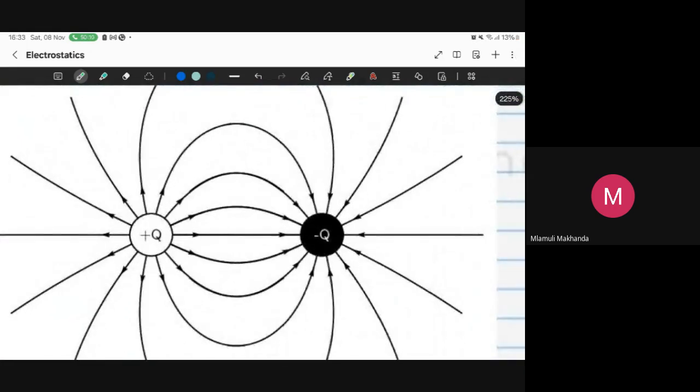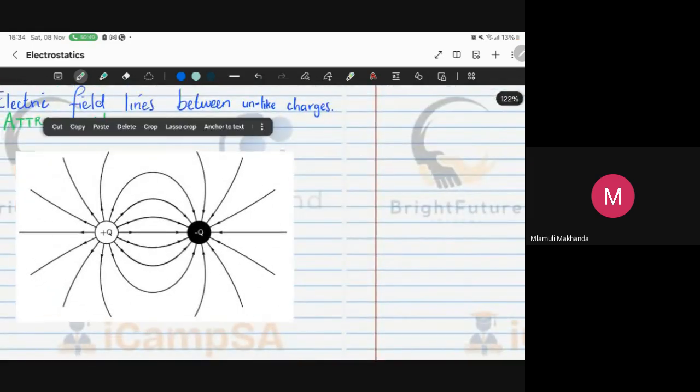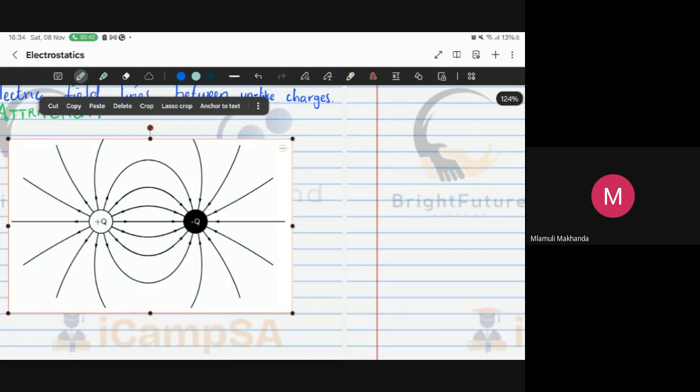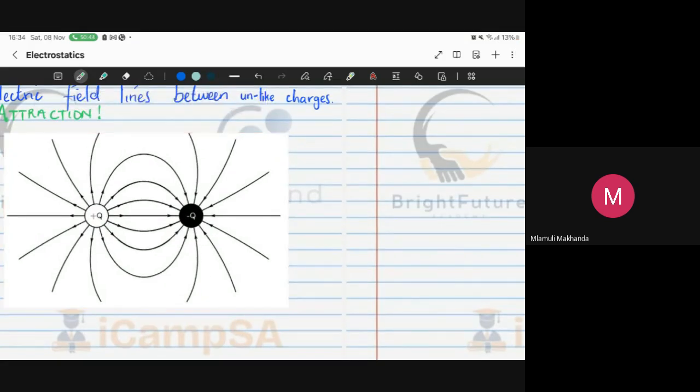If you check the field lines, it's as if they are connecting one another, right? The positively charged sphere or particle has field lines or arrows that are pointing away, while the negatively charged one is as if it's accepting or welcoming those arrows from the positively charged particle. So that's one way to think about it. But in essence, you must know how to draw or sketch this schematic.